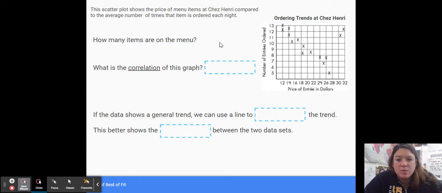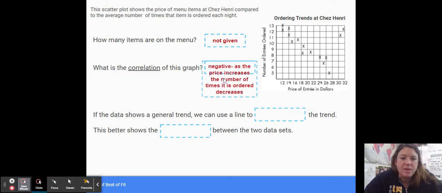So how many items are on the menu? Can't quite figure that out based on this graph. What is the correlation? We can. This is pretty much a negative correlation. And as the price increases, the number of times it is ordered decreases. So people just order less of the more expensive items on that menu.